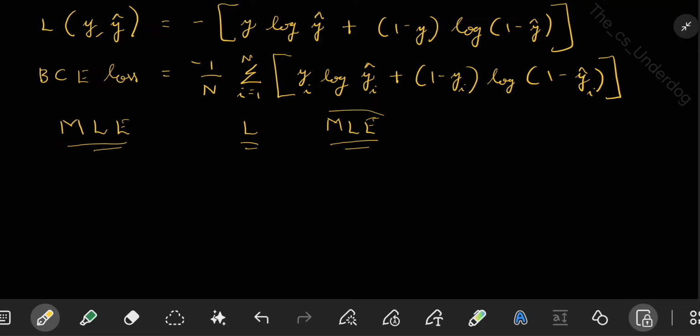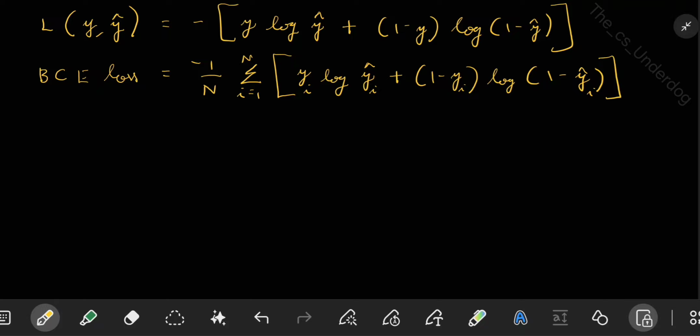The concept of maximum likelihood estimate that is explained in the previous lecture. We are going to use that logic and then we are going to build BCE loss. Okay. First thing, I want to define loss here. What are we going to take as loss?